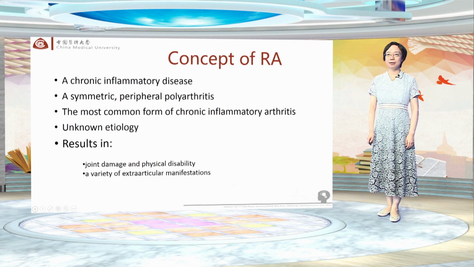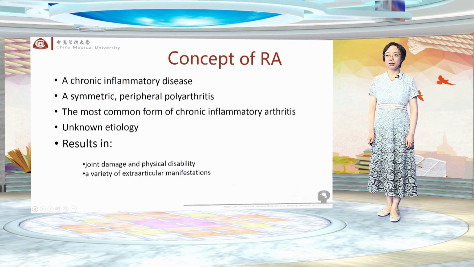First, let's see the concept of rheumatoid arthritis. Rheumatoid arthritis is a chronic inflammatory disease, and it is a symmetric peripheral polyarthritis. It is the most common form of chronic inflammatory arthritis. The etiology of it is unknown. It often results in joint damage and physical disability.